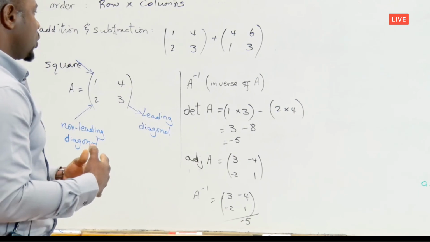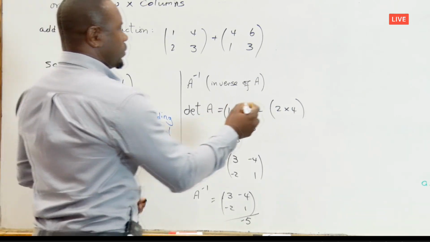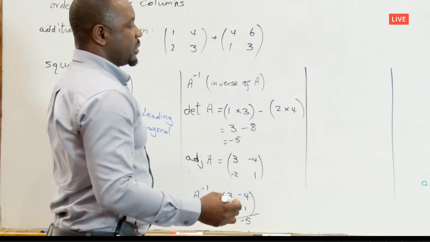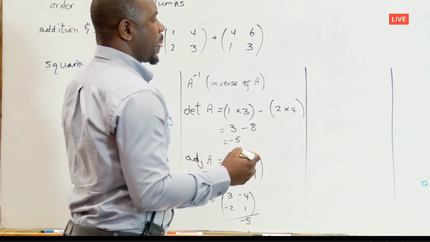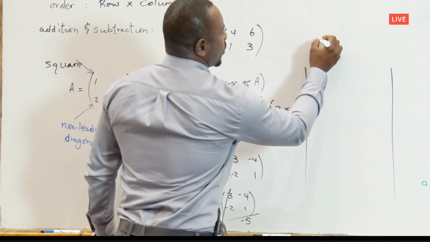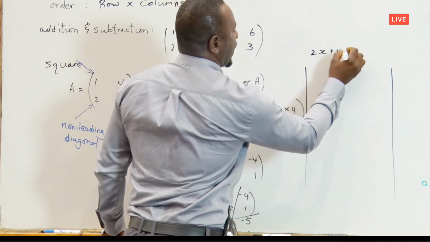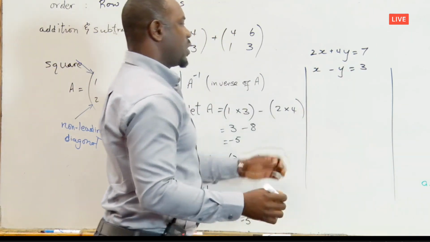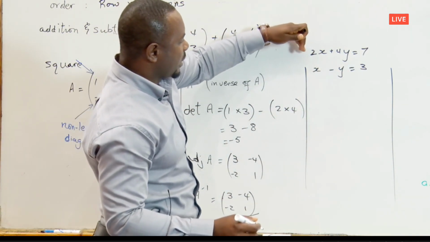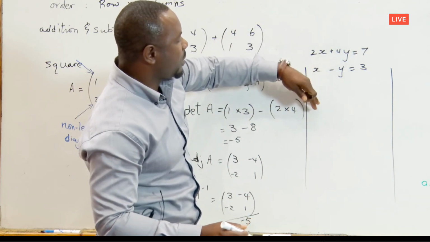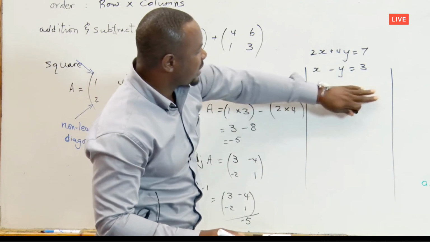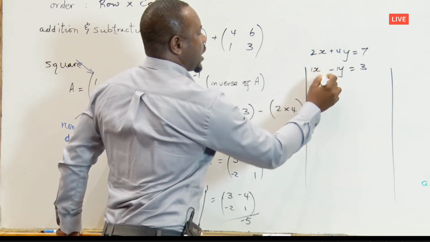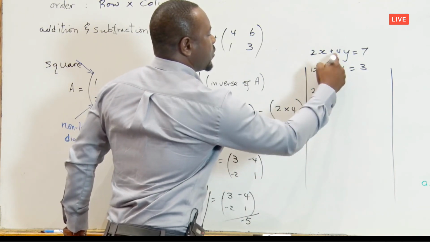After we finished looking at the inverse, we looked at solving simultaneous equations using matrices. So I'm going to give you a quick summary again of what we did with solving simultaneous equations using matrices. And quite simply, let's say, for example, 2x plus 4y equal to 7 and x minus y equal to 3. If we were to solve this, we said, first of all, you take the coefficients and you form the set of matrices.